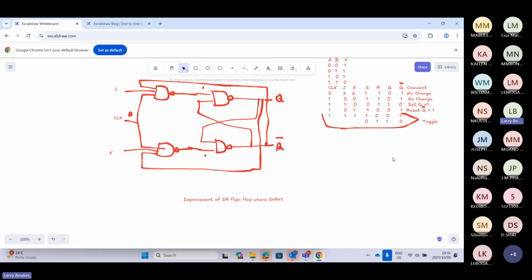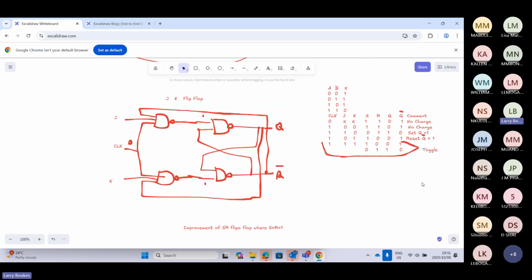And now again, basically, if J and K are both high at the clock edge, the output will toggle from one stable state to another. So it will toggle. This is very important to say: if they are both high, then it will toggle. So in this way, it will be on, for example, then it will be off. It will be on, it will be off.